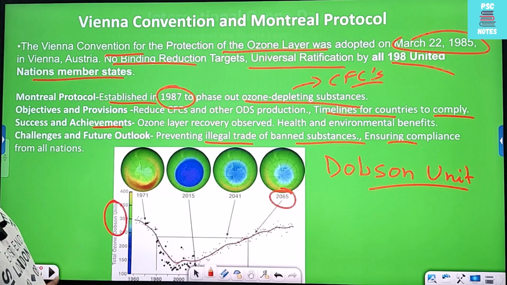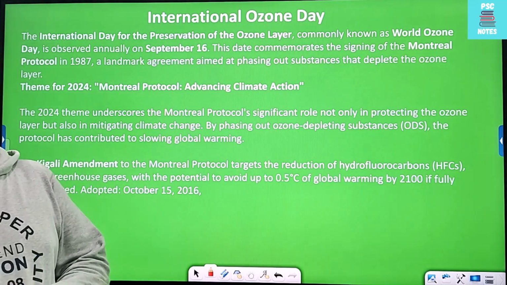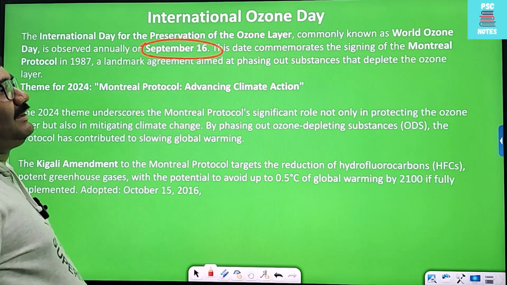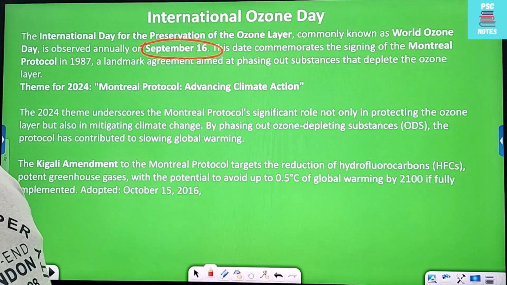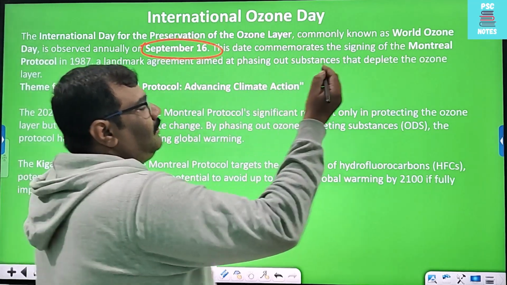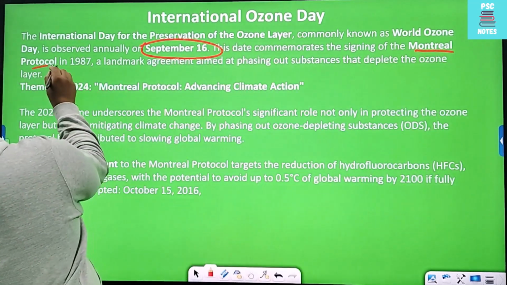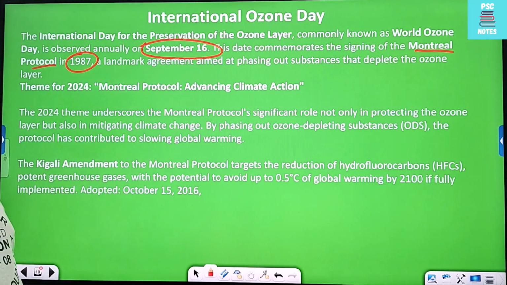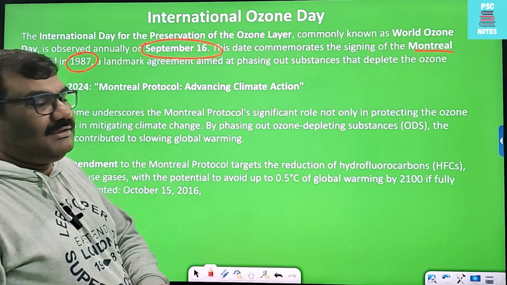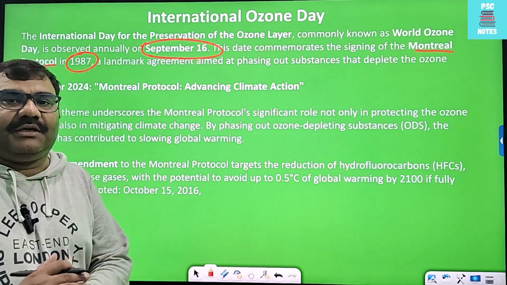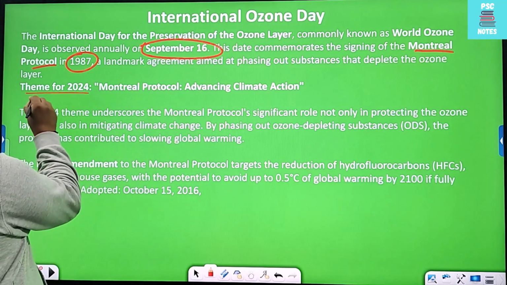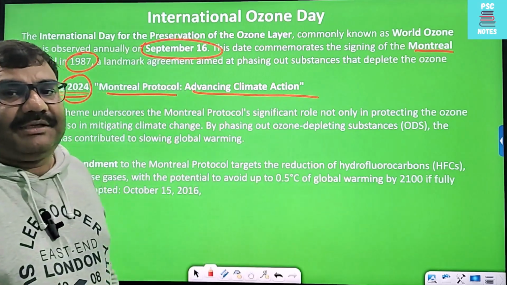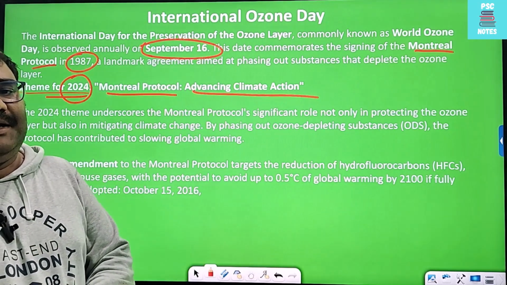Now coming to International Ozone Day. International Ozone Day or World Ozone Day is observed on 16 September, because in the year 1987, on 16 September, the Montreal Protocol was signed. One important thing, because in several prelims examinations they ask for the theme for International Ozone Day. The theme for the year 2024 is Montreal Protocol Advancing Climate Action.